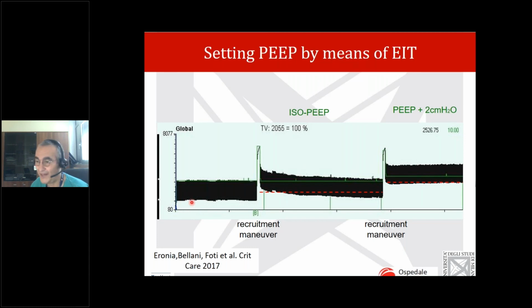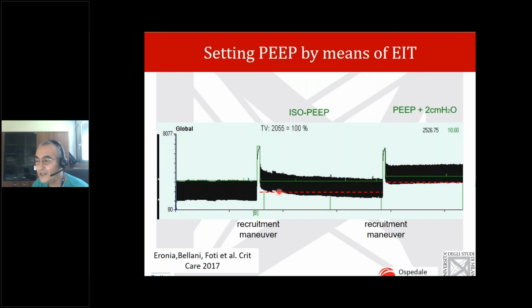So we have a patient here. This is the end expiratory lung volume. This is the tidal volume. We apply the recruitment maneuver, look here. Then the patient goes back to the previous PEEP level. But as you can see, following the recruitment maneuver, the volume is higher. This is recruitment. Same level of PEEP, higher volume inside the lung.